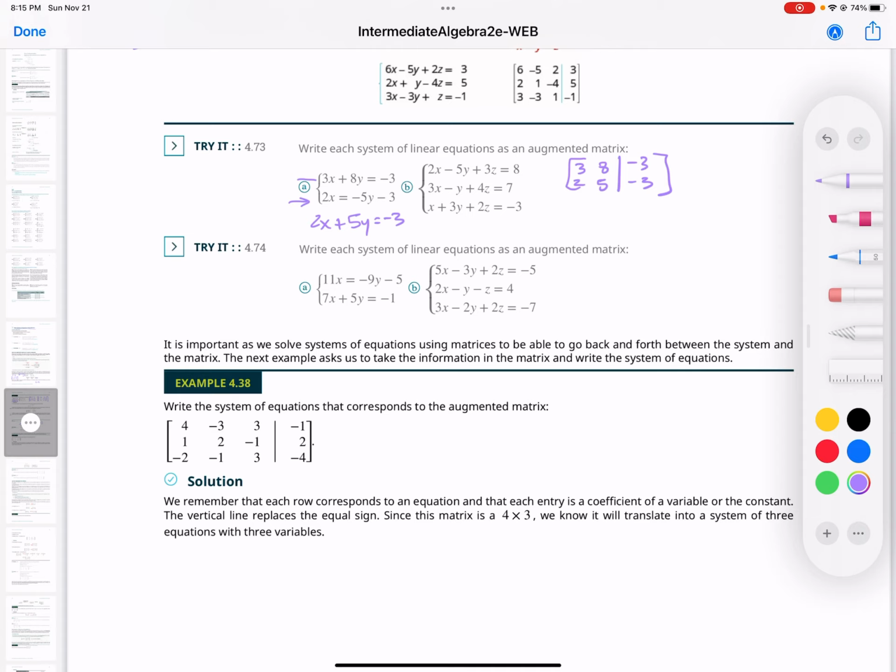And then for part B, it's in proper order, so we'll just write down the coefficients. So we've got 2, 3, 1, -5, -1, 3, 3, 4, 2, 8, 7, and -3. So there's our augmented matrices for both of those. So go ahead and try this one if you haven't done it already. Give that one a try and see how it goes. And I'm going to stop this recording and then pick up with some others.